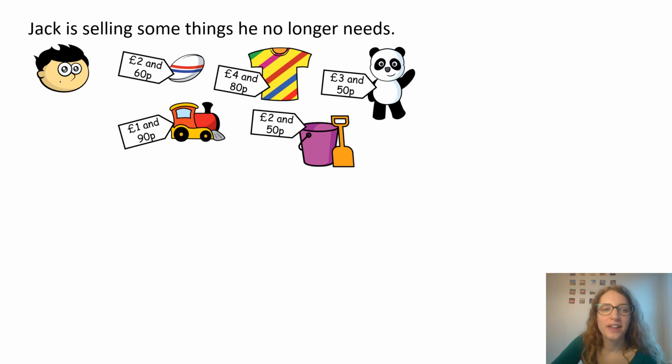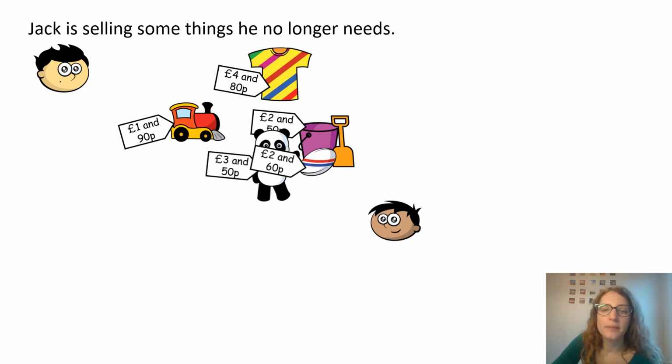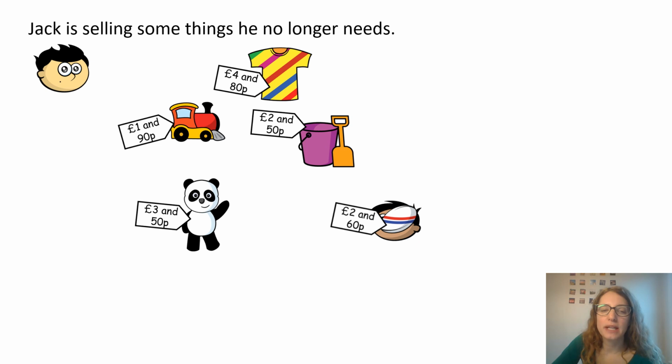Okay. Right, Jack is selling some of his things. So we've got 5 different objects there with price tags on. Okay, so his friend is buying these objects. Okay, so Amar is buying these 2. How much would it cost him for the rugby ball and the panda? So look at the pounds, add them together, then add the pence. Okay, if you want to jot any of it down, you can. If you could do it in your head, great.